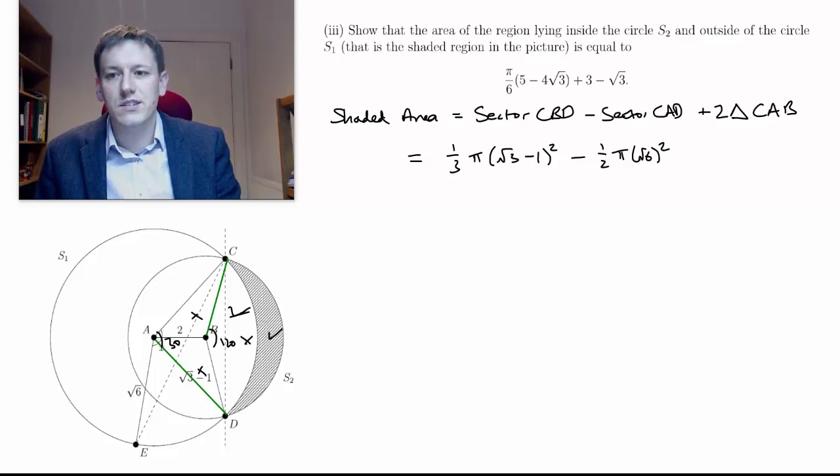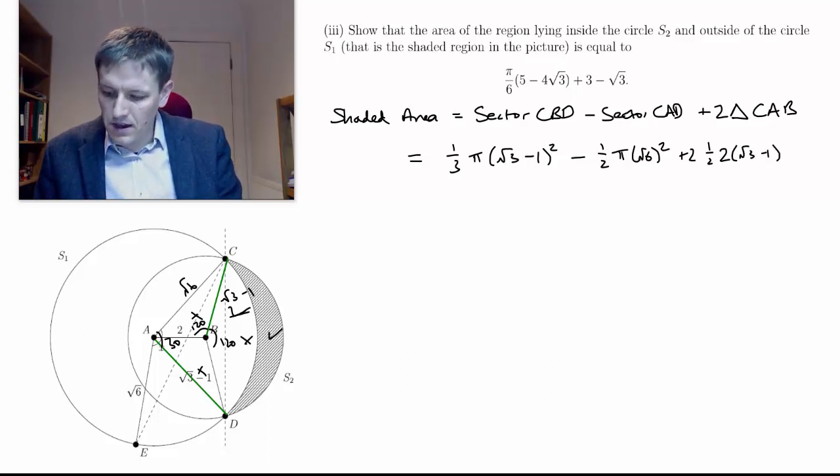And then for triangle CAB, if we go back to thinking back to the first question, again we had that was root 6. We've got that as 2, that's root 3 minus 1, and the angle in here was also 120 degrees. So I've just got 2 lots of the triangle. A half AB sine theta is the rule we'll use here, so 2 times a half times 2 times root 3 minus 1 times sine of 120. Okay, so I now just need to sort all this stuff out.